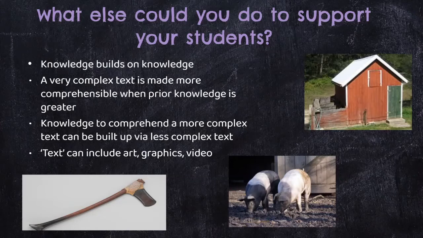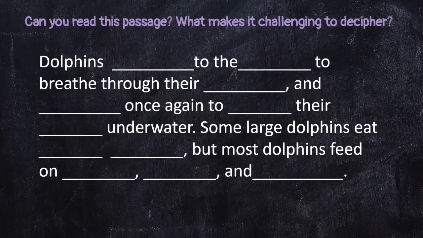Let's try it with a passage about dolphins. Can you read this? What makes it challenging to decipher? If I were a student in your class, maybe these are all the words that I know: dolphins, to breathe through there, and once again to their underwater. Can I make meaning with that? Think of how it would be as a student in your class when you don't have that academic vocabulary that you need. You don't have that tier 2 and tier 3 vocabulary that we're going to introduce to our students and that they need in order to be successful.